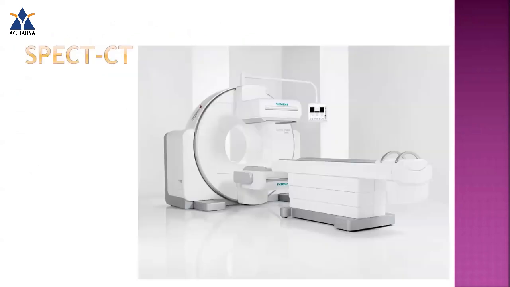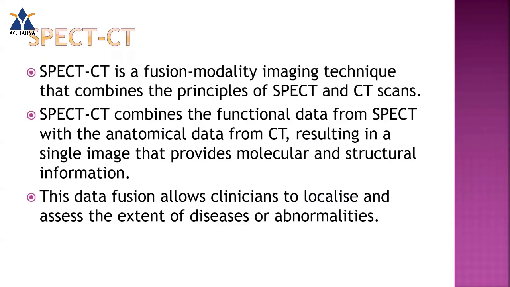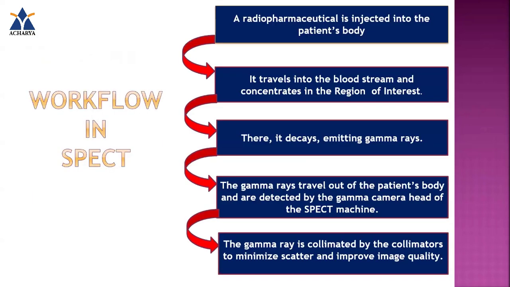Now this is the SPECT CT, the combination of SPECT and the CT. Already we have seen about the CT, how the image is getting formed. We are going to see about the SPECT, how the image is getting formed. SPECT is nothing but a cross-sectional gamma camera. You can say it is the imaging modality where we are taking a cross-sectional image, like in the case of the gamma camera.